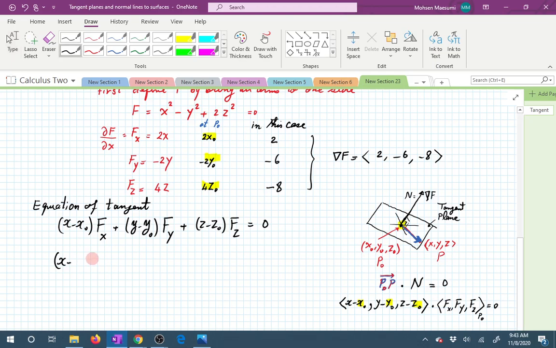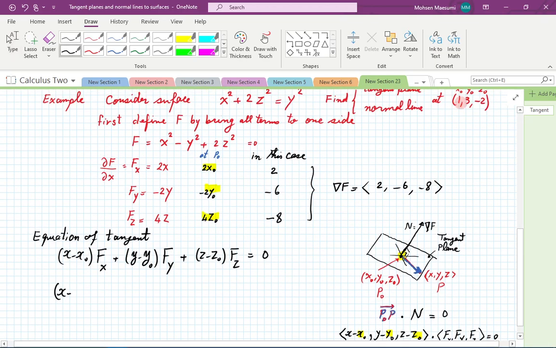Okay, so x minus x0, here's our x0, minus 1, fx. 99% of the time you want that number, not 2x but 2, because you want it at that particular point, not all over the place. If you want it all over the place, then you have to write 2x0, otherwise this x and that x are different x's. Let me make sure you understand that. This is an x sitting on the tangent plane. That x is the x of a point on the surface. These are two different things.